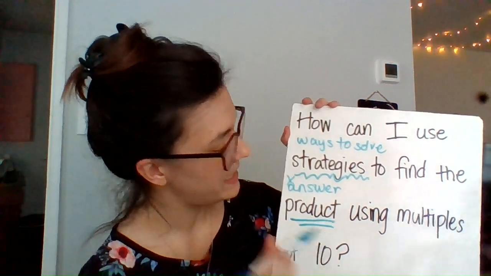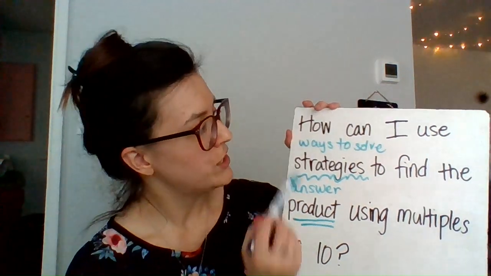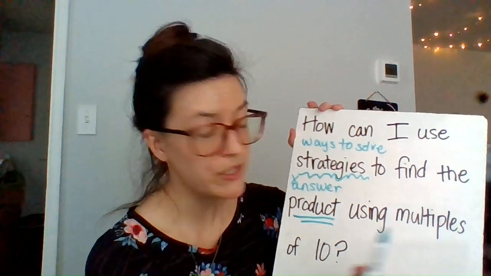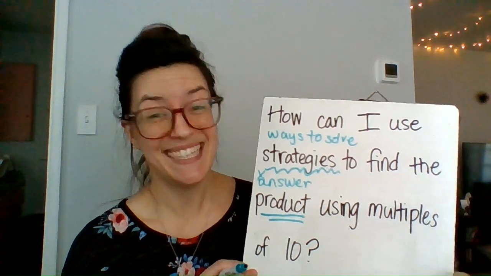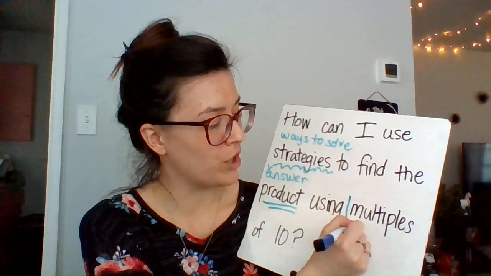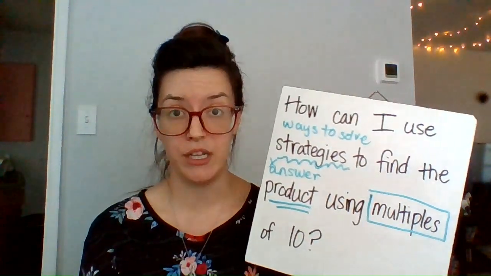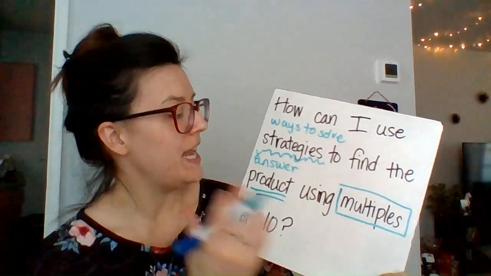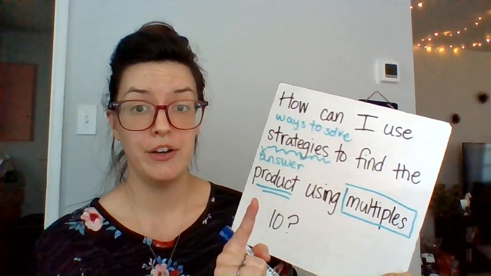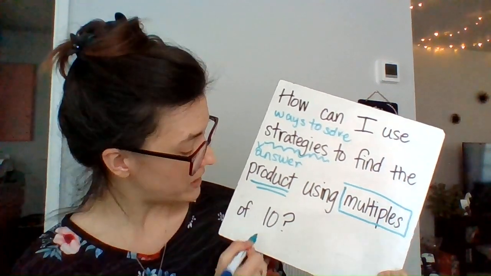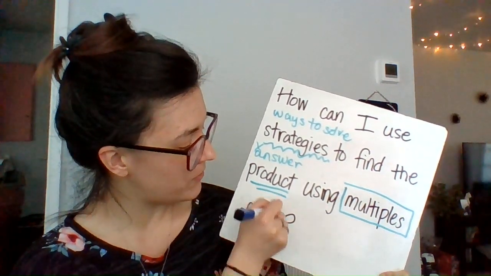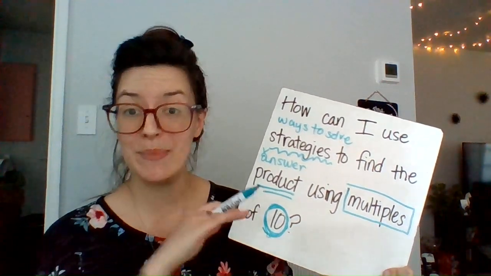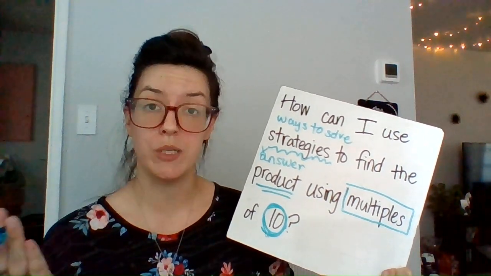So I'm going to put an X, a multiplication answer. How can I use different ways to find the product, my multiplication answer, using multiples of 10? Now, this is not our first time breaking apart the word multiples, but I know we've had a lot of trouble in the past. Remember, a multiple is any product of a specific number and then all the other factors. The specific number that we are finding multiples of this week is 10. So 10 times anything, the answer that you would get would be a multiple of 10.